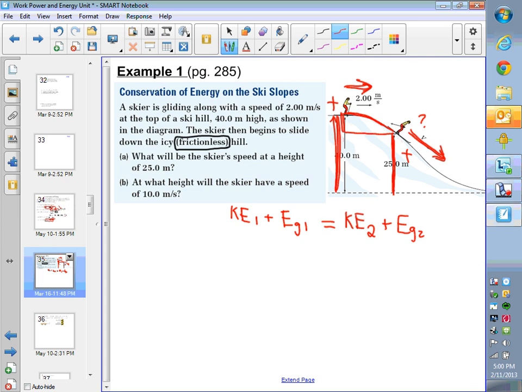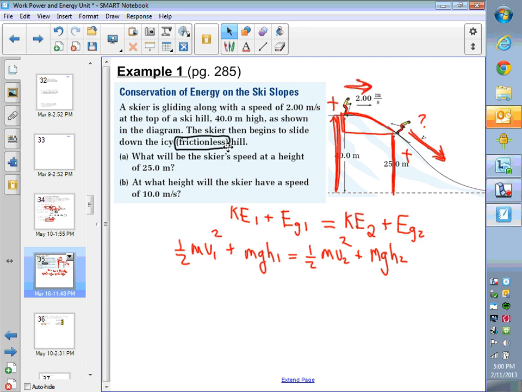I'll fill in the formulas for each one. So 1/2 mass times the first velocity squared plus mass times gravity times height 1 is equal to 1/2 mass times velocity 2 squared plus mass times gravity times height 2. You'll notice in this question, they don't actually give you the mass of the skier. And that's because the mass is in every term in this equation, so we actually don't need it. If they gave it, we'd have to plug it in 4 times. Since it's everywhere, we're just going to cancel it out. It is an unnecessary number. So that simplifies the equation for us.